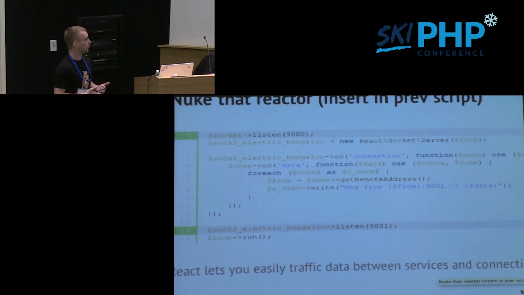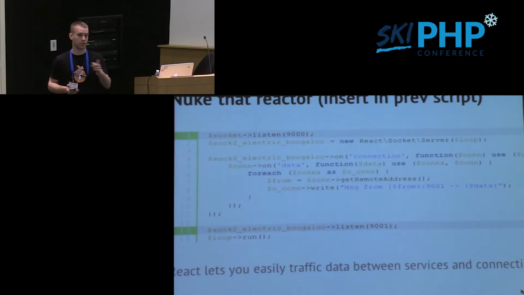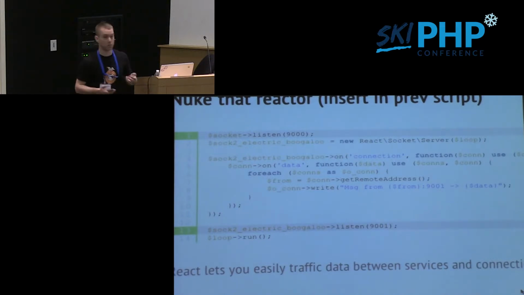So now I'm going to show the real power of a reactor pattern. Given the same script, if we had a new chunk of code, we're making another socket server and injecting it to the same event loop. So this event loop, which handles all events, now has two servers bound to it. One is port 9000, our previous one, and now we have 9001.